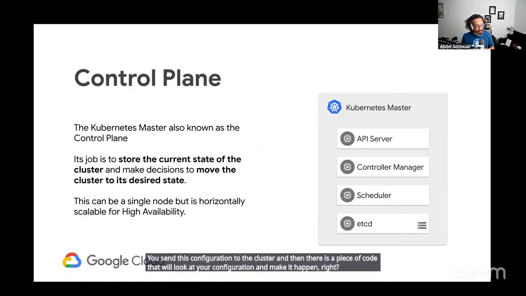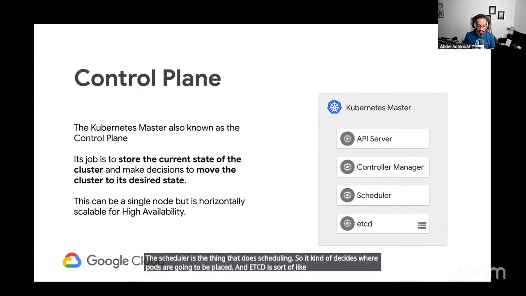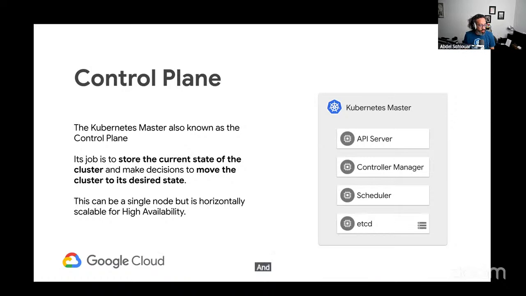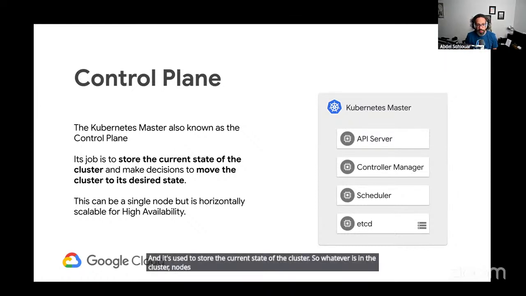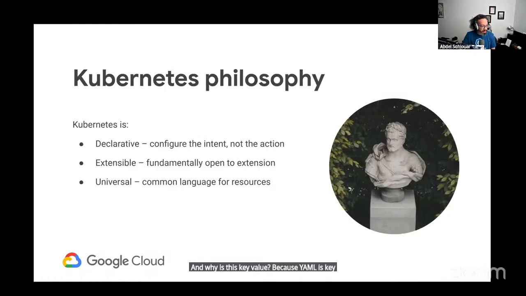The scheduler is the thing that does scheduling, so it decides where pods are going to be placed. And etcd is a database. It is a key value database, a non-SQL database, and it's used to store the current state of the cluster. So whatever is in the cluster, nodes, pods, deployments, services, all that stuff is stored in etcd. And why is it key value? Because YAML is key value. Pretty much everything in YAML is key value.